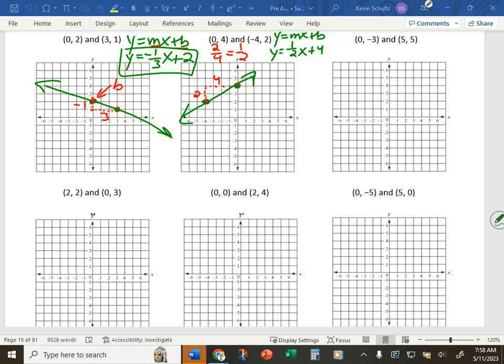All right? What do we think? Those of you who have kind of started to work ahead, are there any on this page that you want to go over? Why don't you do the next one on your own? 0, negative 3, and 5, 5. And then we'll talk about it. See how you're doing. And I'll just kind of let you rock and roll.